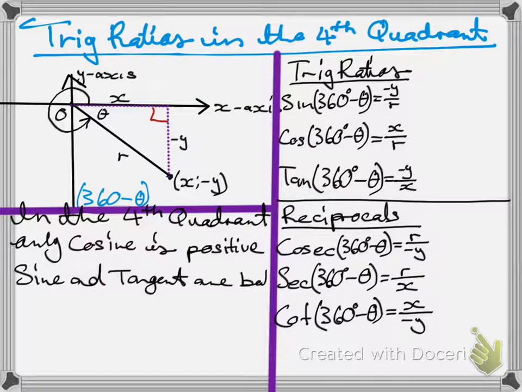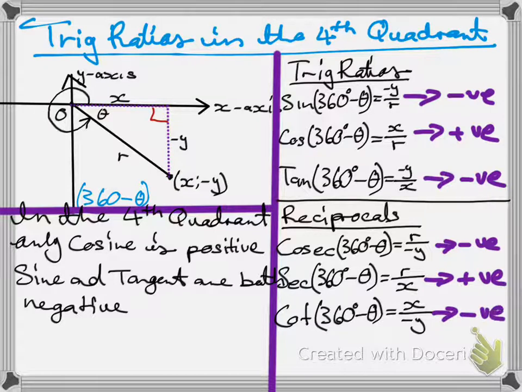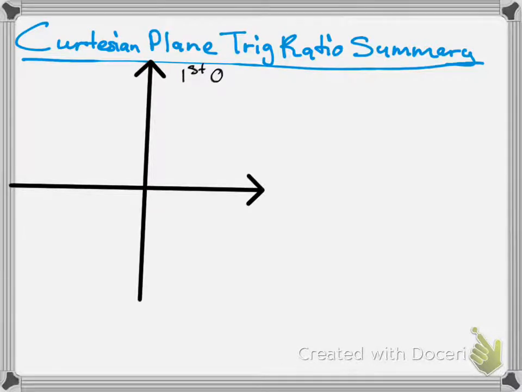Okay, so now we need to look at how we can use this information. I've got 3 examples which I have done for you, very useful. Right, now let's summarize all this. We can summarize all this by putting everything in one Cartesian plane, all the information that we have done.